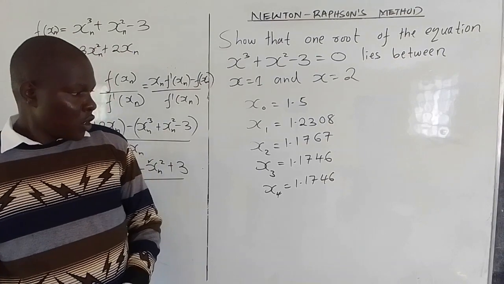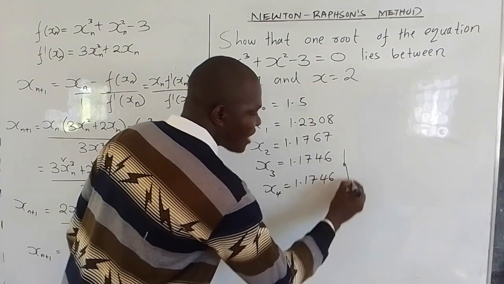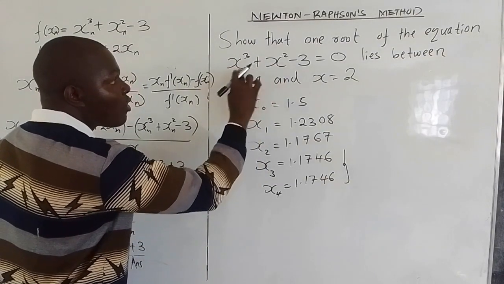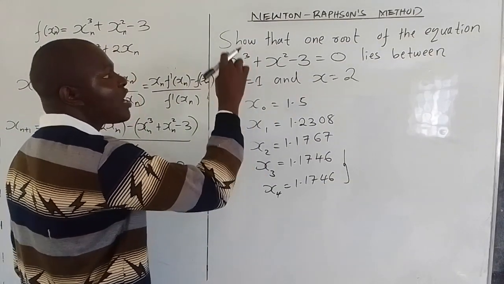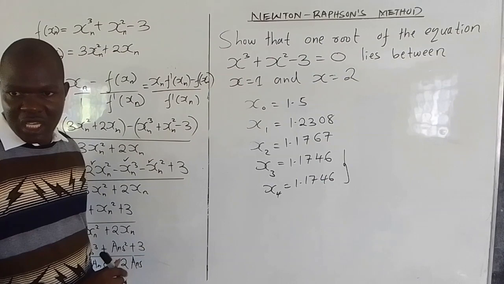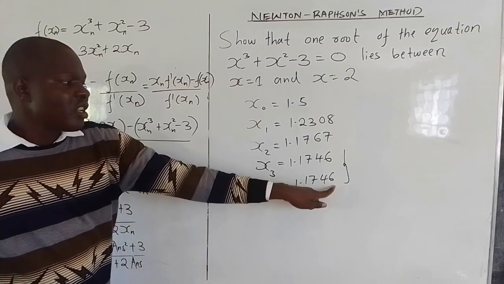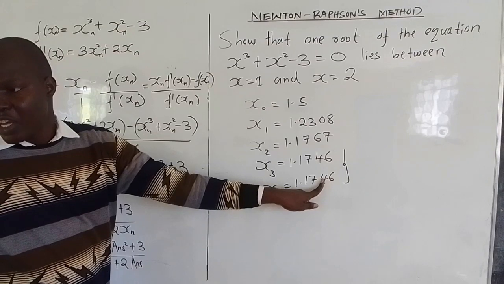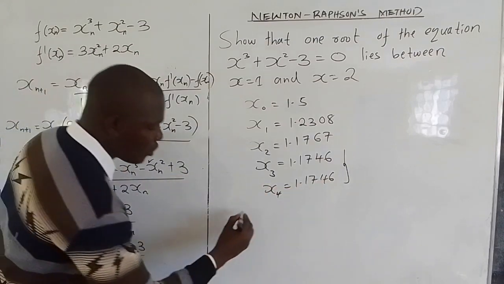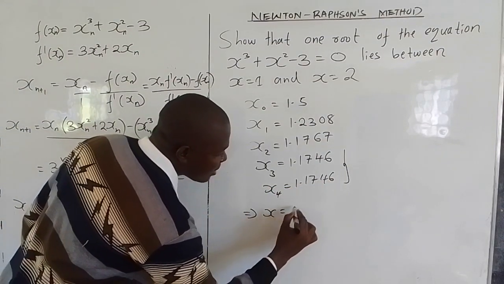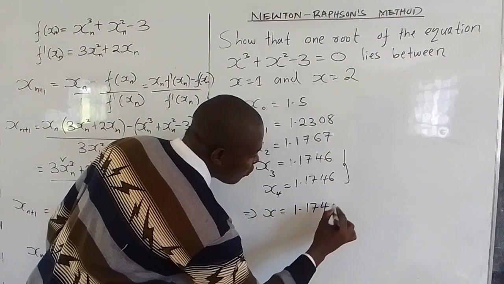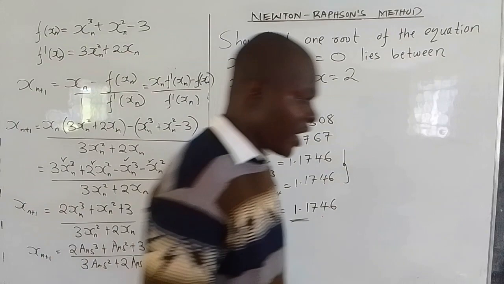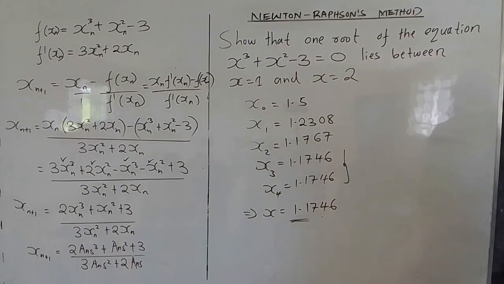Good. So the value has repeated itself, meaning it suffices at that point. So the solution of x, the root of this equation, is the value of x which is giving you 0, isn't it? And that value of x which is giving you 0 is 1.1746, if you are dealing with 4 decimal places. So that implies that our x value is 1.1746. So that is the end of Newton-Raphson's method.